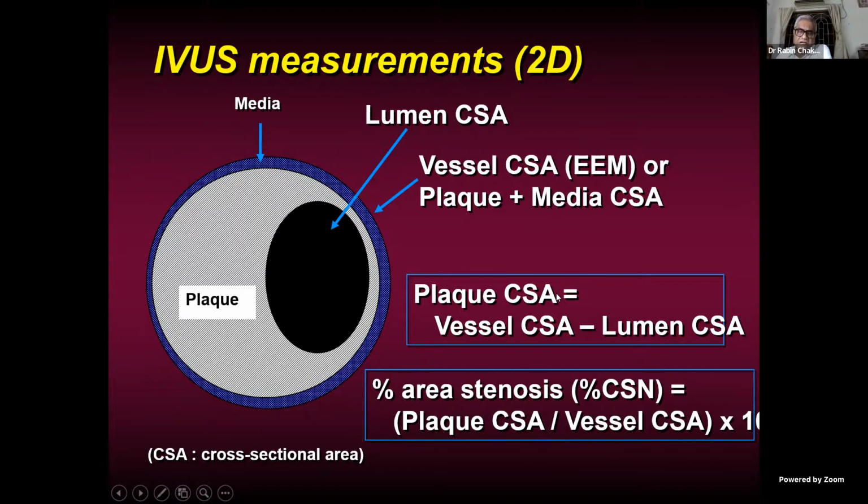Plaque cross-sectional area is equal to vessel cross-sectional area minus lumen cross-sectional area. This is the plaque cross-sectional area. So you do vessel cross-sectional area and lumen cross-sectional area. So if you find there's a huge gap, that is called plaque cross-sectional area. Percentage of area stenosis is equal to plaque cross-sectional area divided by vessel cross-sectional area times 100.